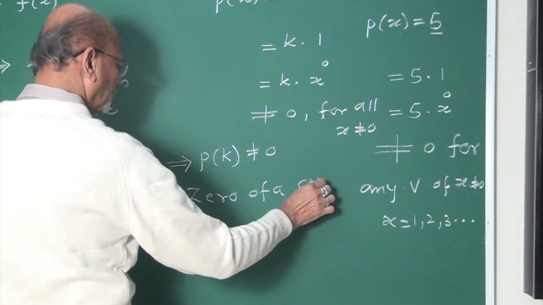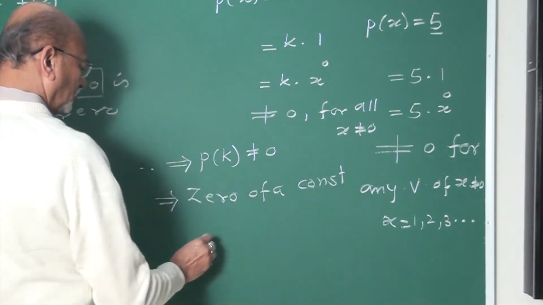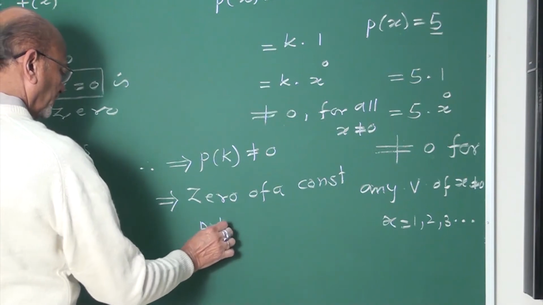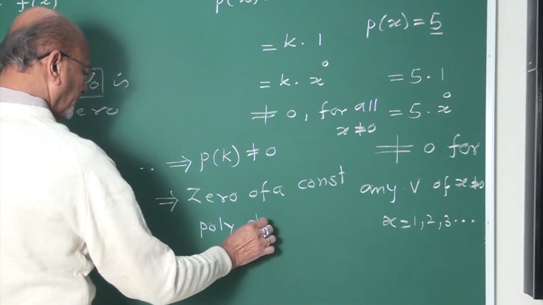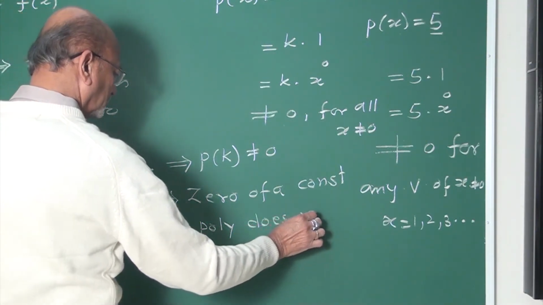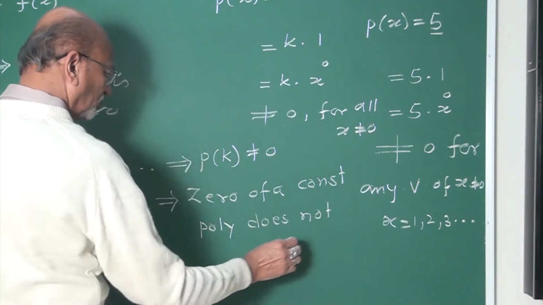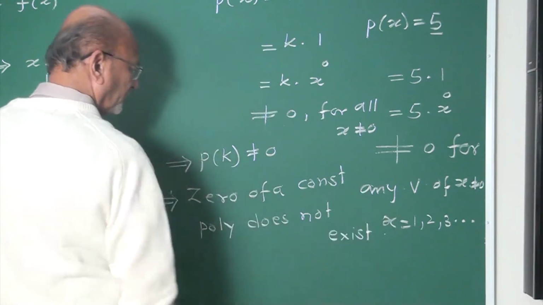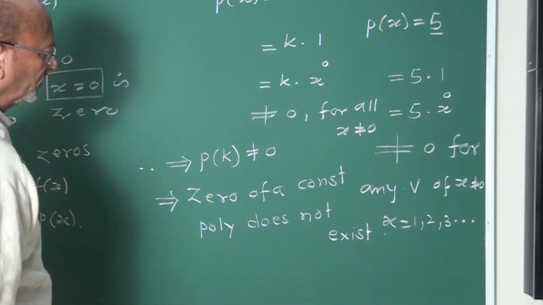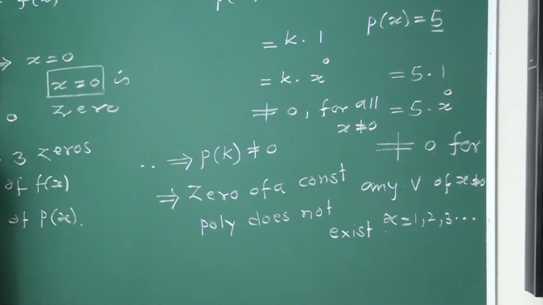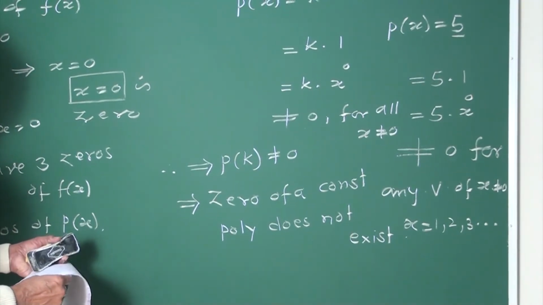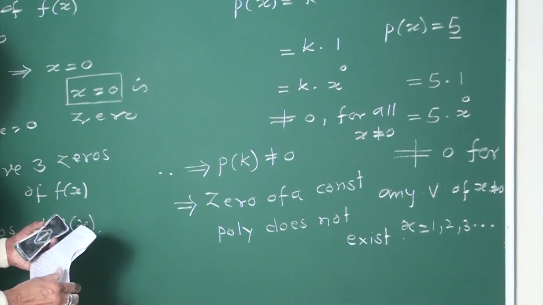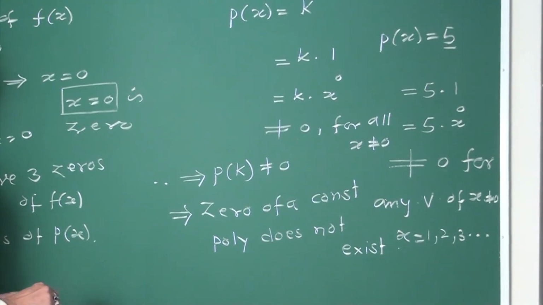Zero of a constant polynomial does not exist. Yes, my friends, the zero of a constant polynomial does not exist.